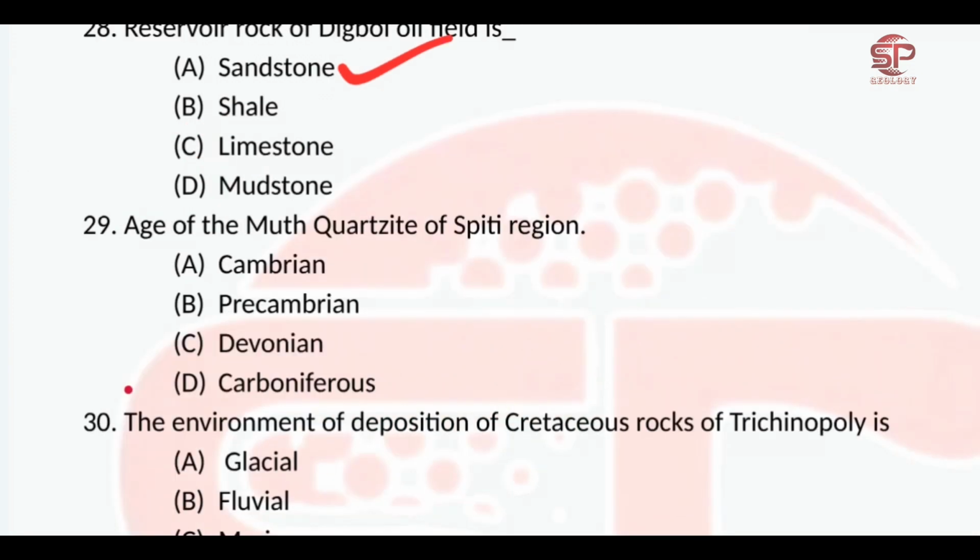The age of the Muth formation in the Spiti region. So it will be Devonian, but according to Ramakrishnan and Vaidyanadhan's book, it is from middle to late Silurian. So in different books you'll find different ages. As there is no Silurian here, the age will be Devonian.